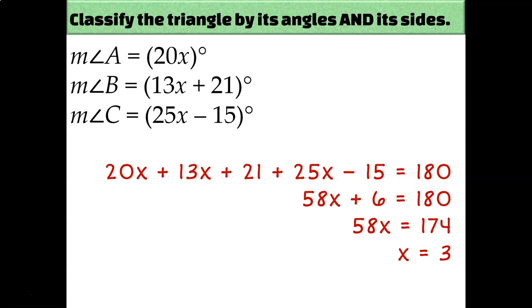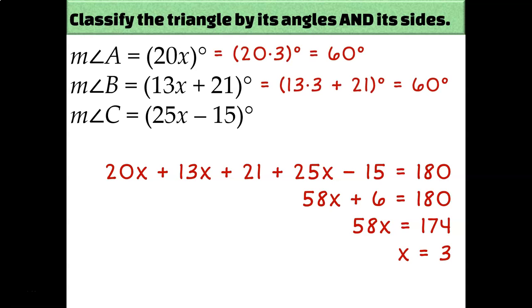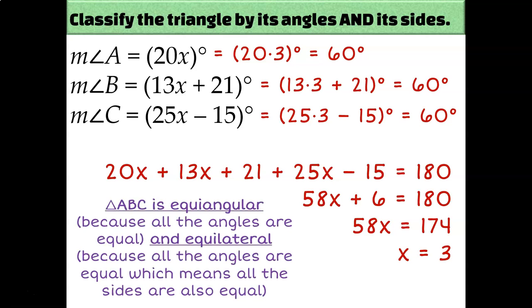But we're not done yet, because we weren't just asked to figure out what x is, we're asked to classify the triangle by its sides and by its angles. In other words, is it acute, is it right, is it scalene, is it isosceles, is it equilateral, what is it? So to figure that out, we're going to have to plug in 3. So 20 times 3 is 60, 13 times 3 plus 21 is also 60, and 25 times 3 minus 15 is also 60. So all three angles in this triangle ended up being the same measurement. That must mean it's equiangular. And if it's equiangular, then it must also be equilateral.